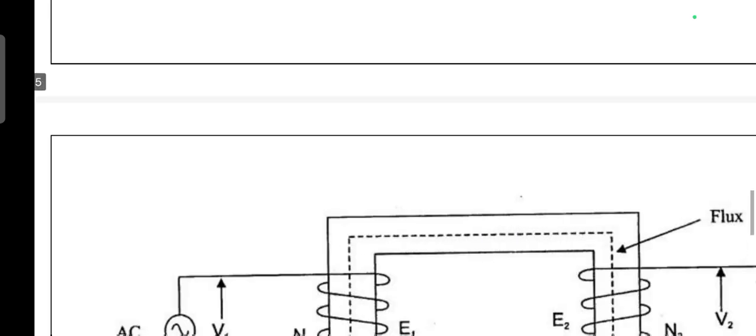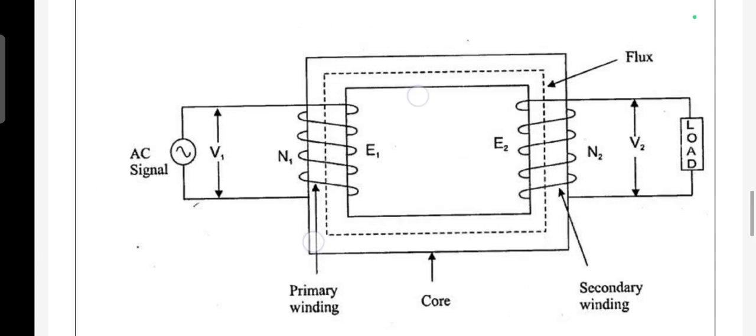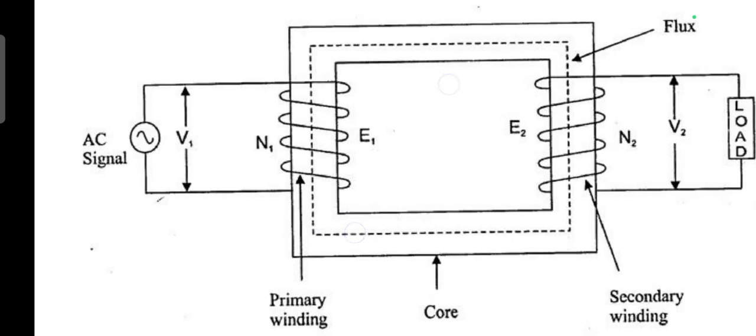Then the next topic is transformer construction. See, this is the construction of the transformer. In the construction of the transformer, we already know that there are two windings: a primary winding and a secondary winding. The general working of a transformer is that when I apply an AC signal to the primary winding, flux is created in the same primary winding, which is called self inductance. Similarly, when an AC signal is applied to the secondary winding, flux is created in the secondary winding itself, which is also called self inductance.